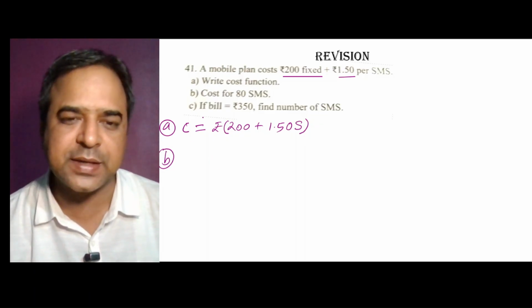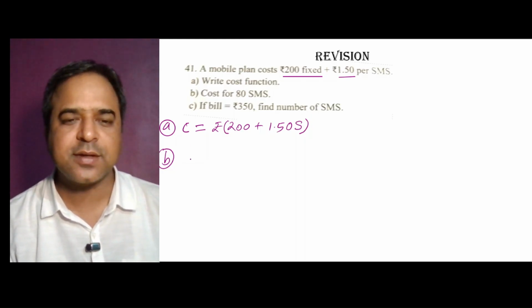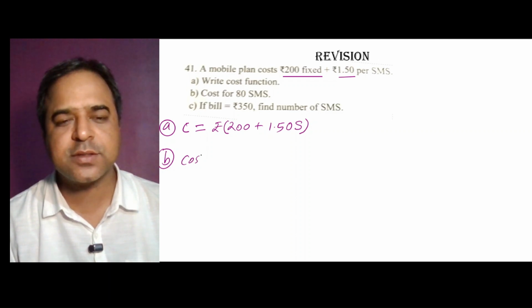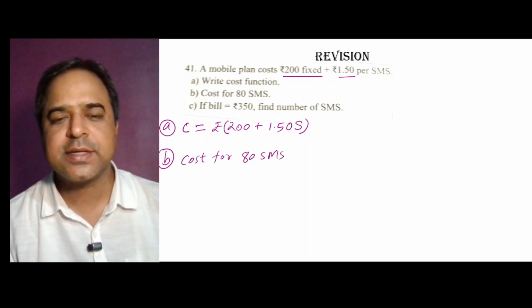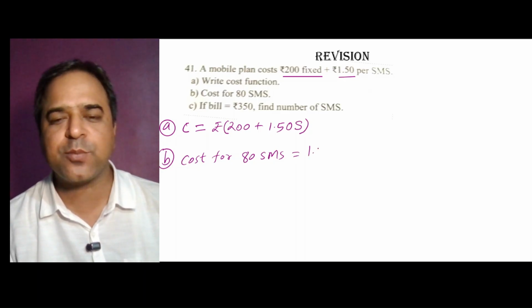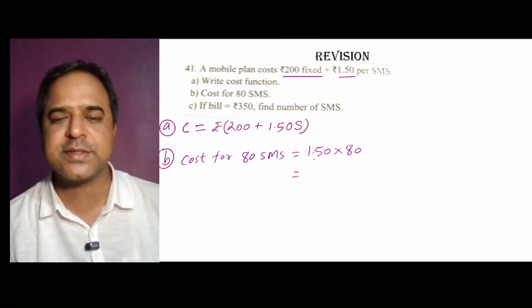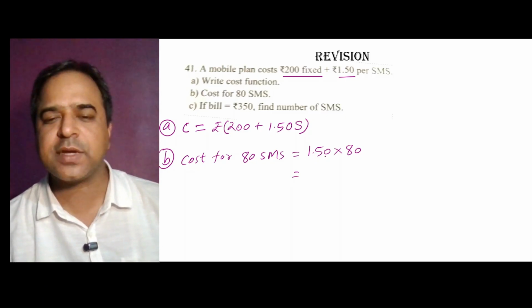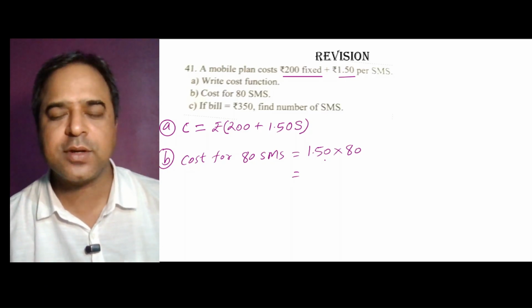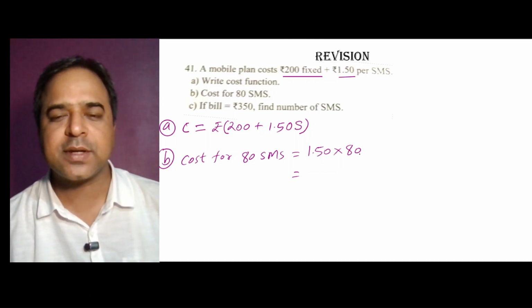for question B, cost for 80 SMS we need to check. So here, it is going to be cost for 80 SMS is equal to, you can see, rupees 1.5 per SMS. So it is 1.50 multiplied by 80. Okay, so you need to multiply it with this. So here 15, you can ignore the decimal point during multiplication, you can multiply.